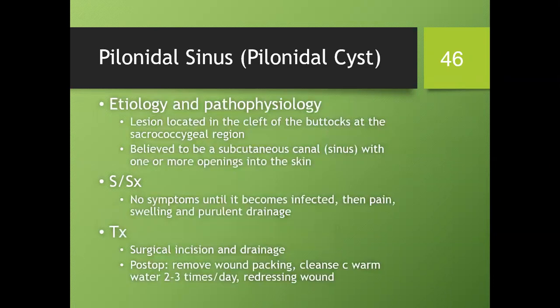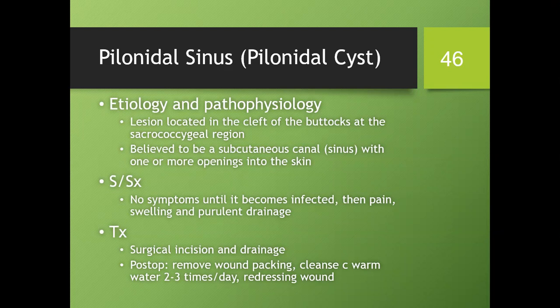Pilonidal sinus, which is a pilonidal cyst. These can get infected if stool gets in them, or some kind of bacteria starts to grow in there. It's a lesion located in the cleft of the buttocks, usually just underneath the coccyx and above the anus. It's believed to be a subcutaneous canal or sinus with one or more openings into the skin. If they had not closed, there would have been a larger opening there.